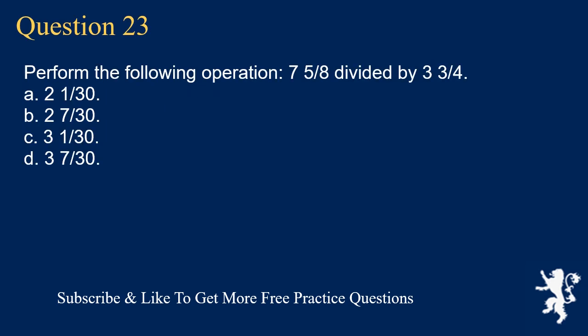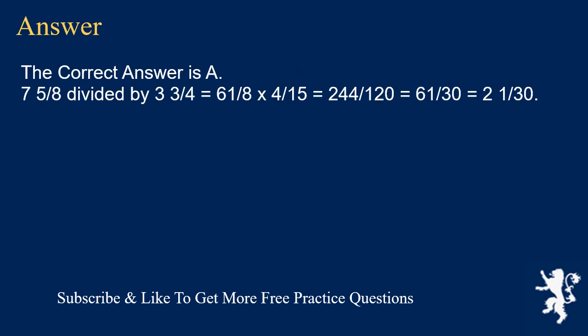Question 23. Perform the following operation. 7 5/8 divided by 3 3/4. A. 2 1/30. B. 2 7/30. C. 3 1/30. D. 3 7/30. The correct answer is A. 7 5/8 divided by 3 3/4 equals 61/8 x 4/15 equals 244/120 equals 61/30 equals 2 1/30.